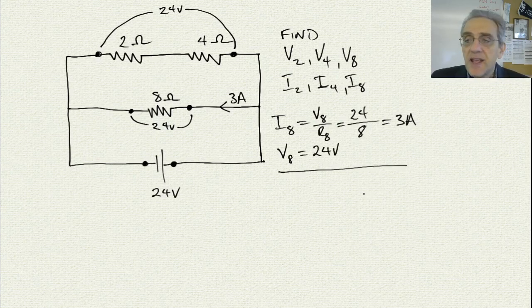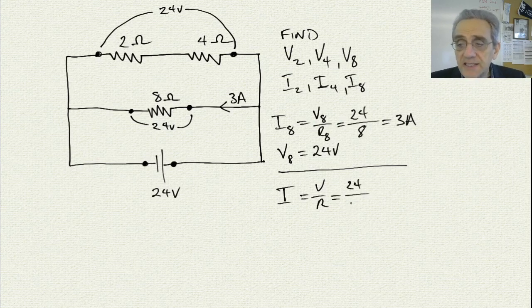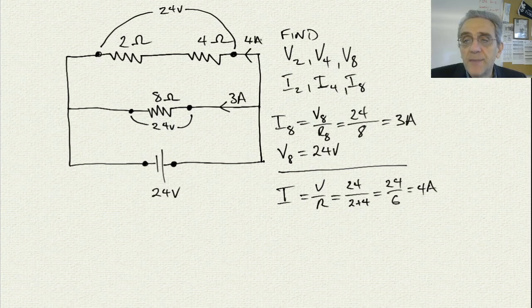Let's draw a line. And now let's try and figure out what this guy is up here. For that guy, I'm not going to say 4 or 2, but rather I'm just going to say I equals V over R. And for that series of resistors, I know the voltage is 24, and the resistance is 2 plus 4. They're in series, the 2 and the 4. Therefore, I have 24 divided by 6, which gives me 4. Now I know that the current here is 4 amps.